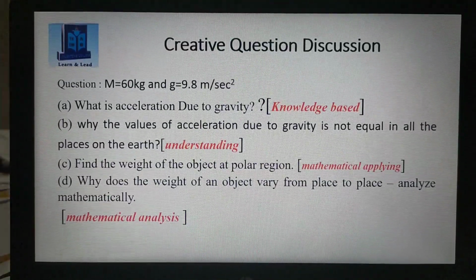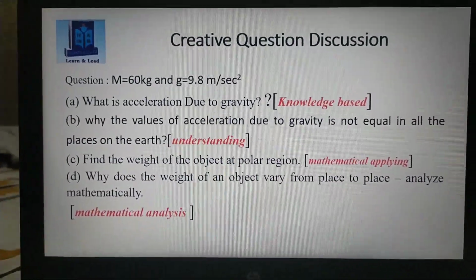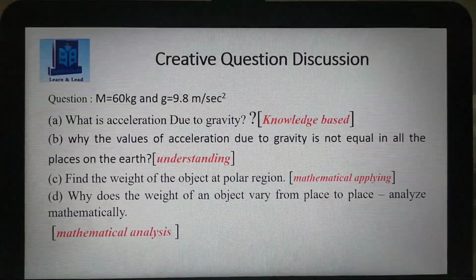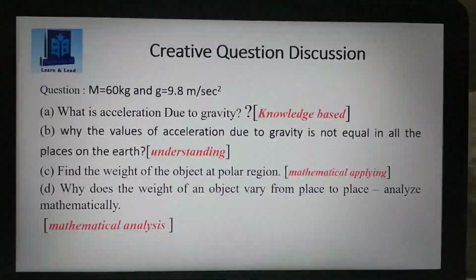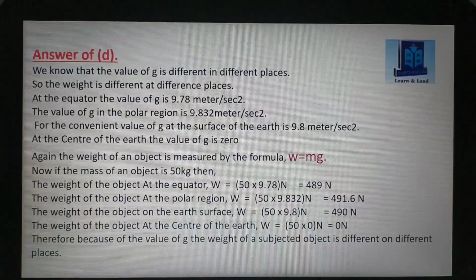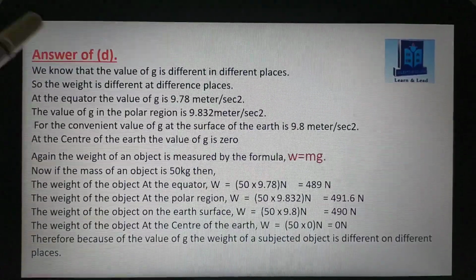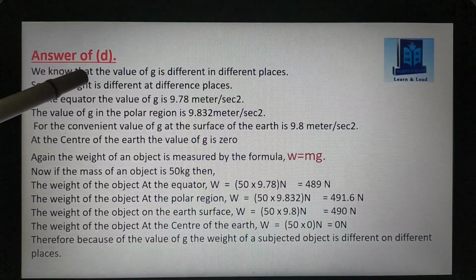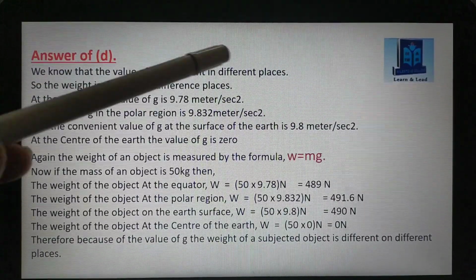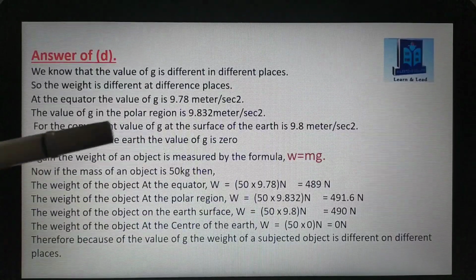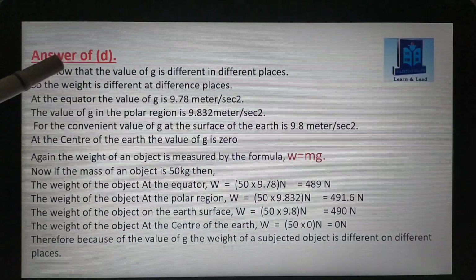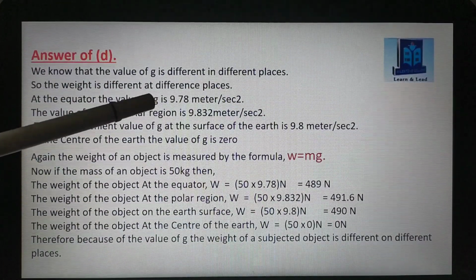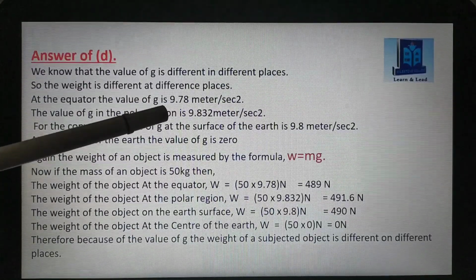Now, D number question: why does the weight of an object vary from one place to another? Analyze mathematically. So here is the mathematical analysis. That means the G is different from place to place, and that's why weight is also different. How will you prove that?